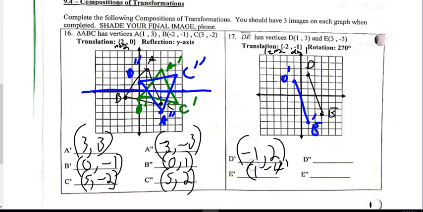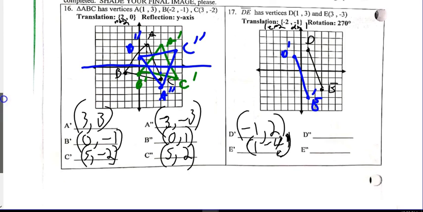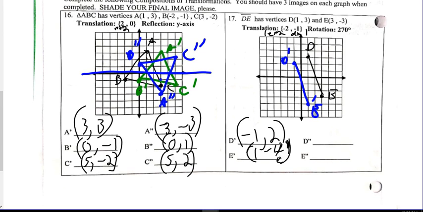I don't know what's wrong with the board. It's like a dead spot. There you go. Now, let's go back to what the second translation is. It says rotate that 270 degrees. So, again, look at your cheat sheet and just look at what you do. Very simple. No big deal.